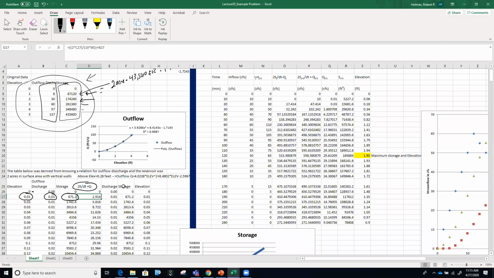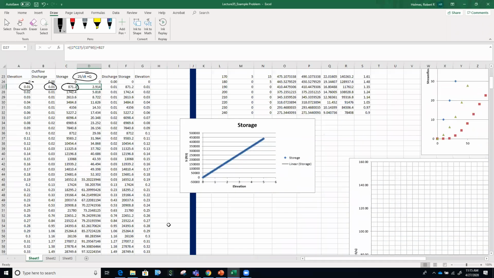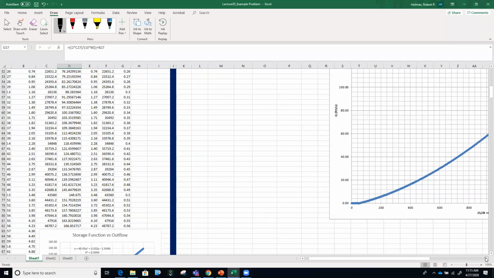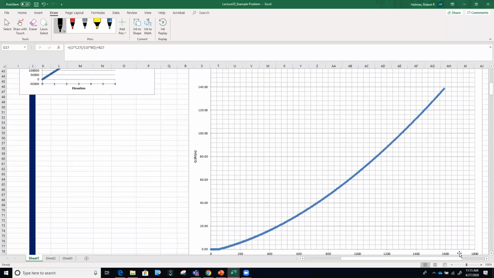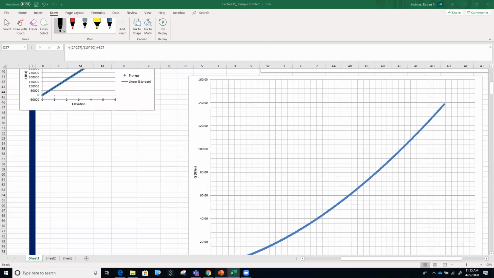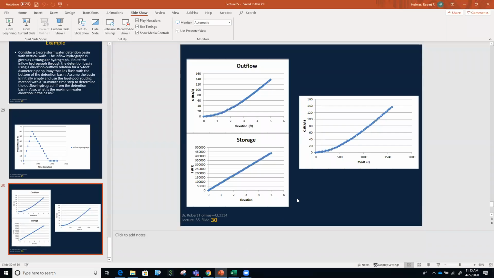So this is the storage outflow relationship that we are talking about. I just plot that data. If I go back to the PowerPoint slide, you can see this is what we had: the outflow versus elevation, the rating curve, and the elevation versus storage curve. We combine those two, like I've just done in the table, and we come up with an outflow versus storage function. That's what you see there.